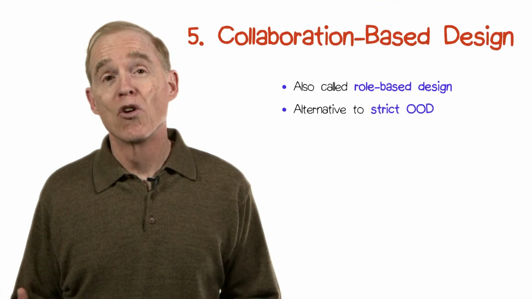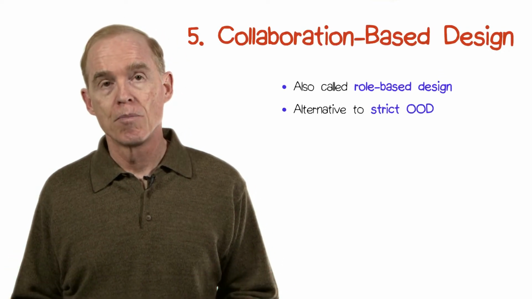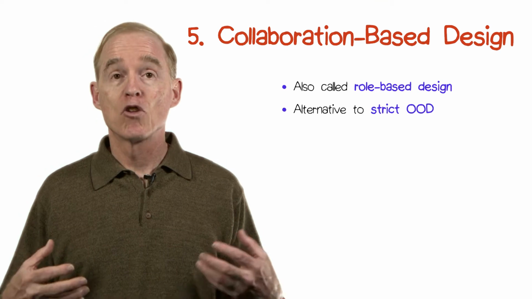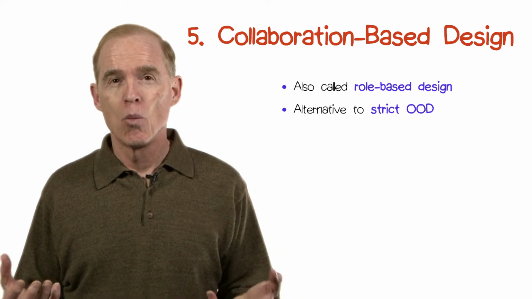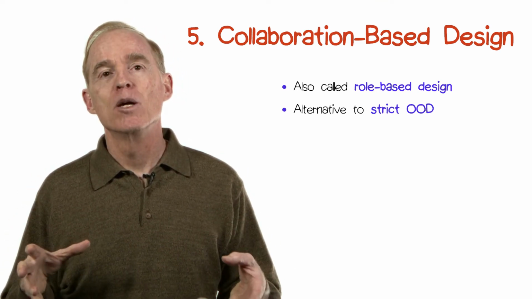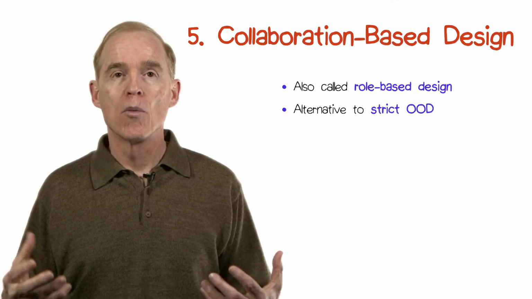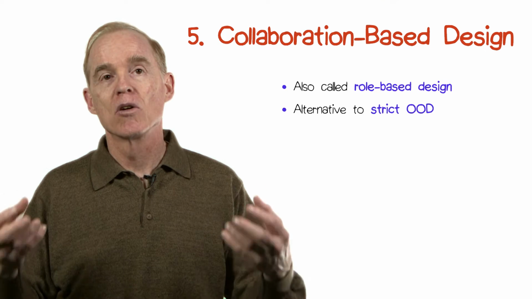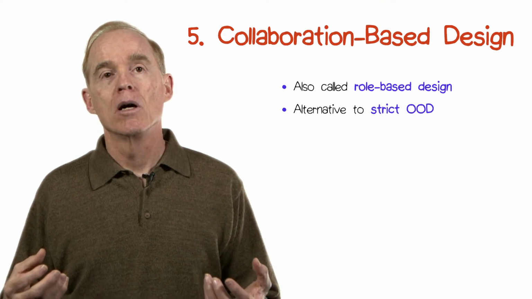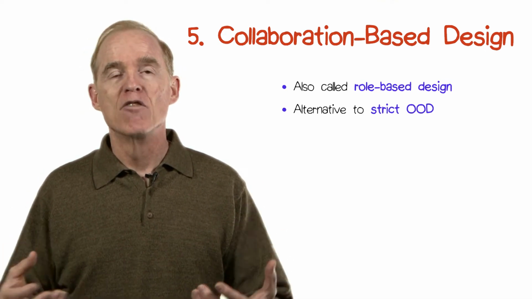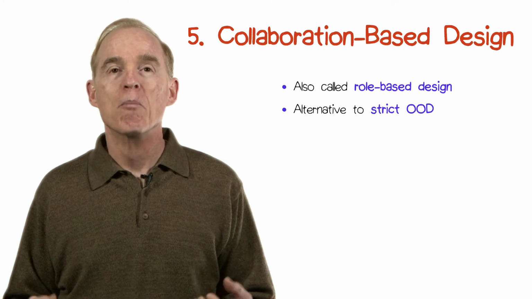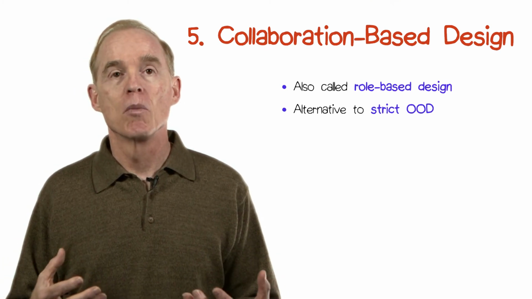Finally, I want to say a word about collaboration-based design. When we did object-oriented analysis, we were essentially picking out the important objects in the description of the real world. And we're using those as the basis of deciding on classes and the associations among them. And eventually we got to the stage where we were mentioning methods that the classes might provide as services.